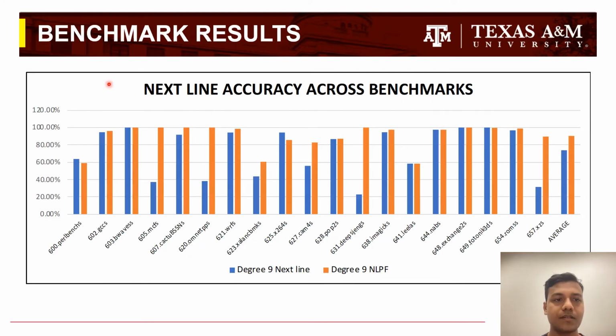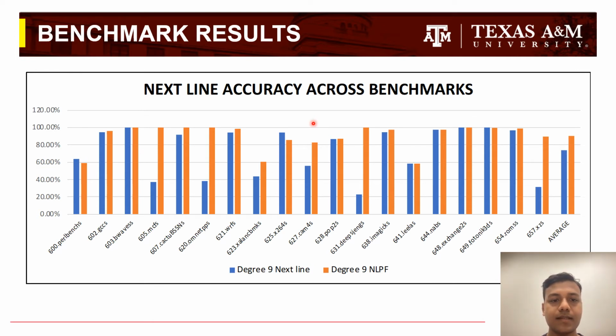This slide here serves as an example of how we'll be evaluating our design across different benchmarks. Here we can see that we have 19 of the Spec 2017 benchmarks, across which we have plotted the accuracy of the next line prefetcher with a degree of 9 and the next line prefetcher degree 9 with the PPF filter. As we can see, that accuracy is mostly increasing, and in the last column we have plotted the average accuracy, which has an overall increment.